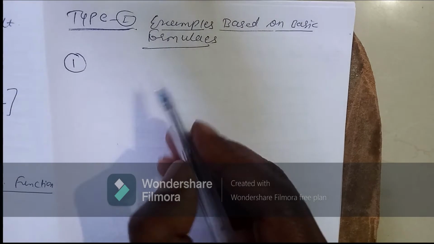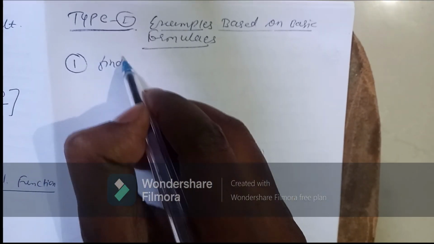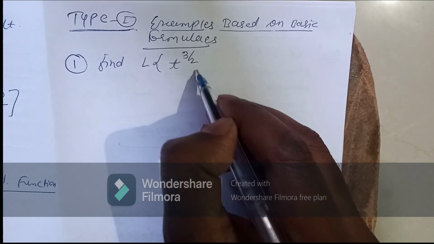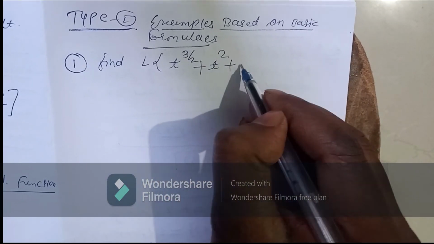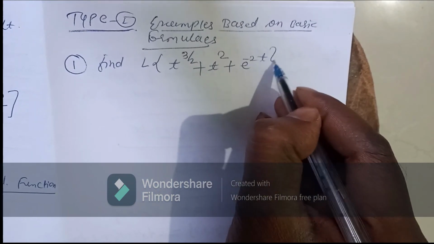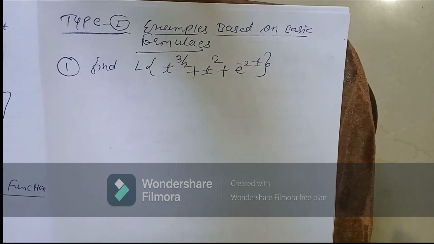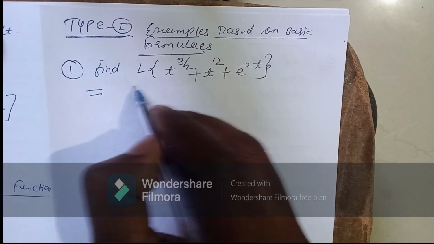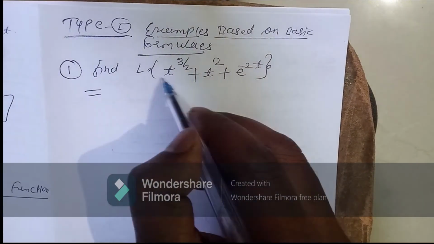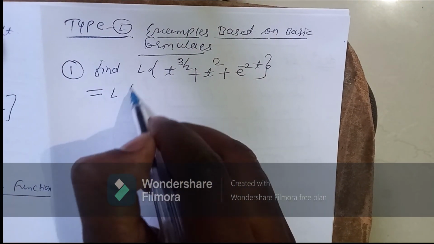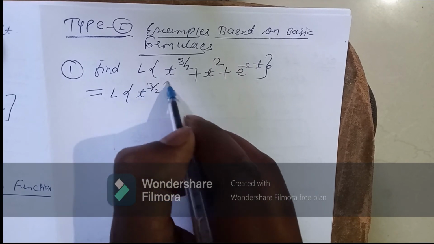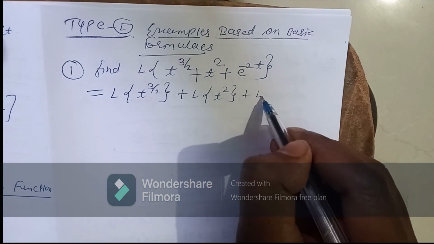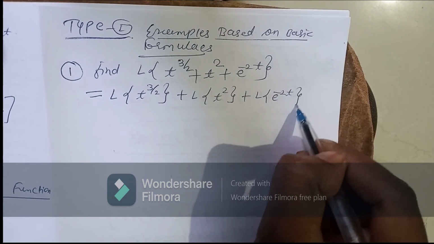So let us write down the first example. Example number 1 is: find Laplace transform of t raised to 3 by 2 plus t square plus e raised to minus 2t. So if you have to solve this example, how to solve it? This is a very easy example. By using rule number 1, we can separate these particular values. So Laplace transform of t raised to 3 by 2 plus Laplace transform of t square plus Laplace transform of e raised to minus 2t, isn't it?